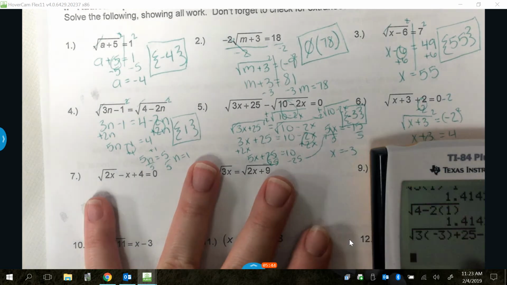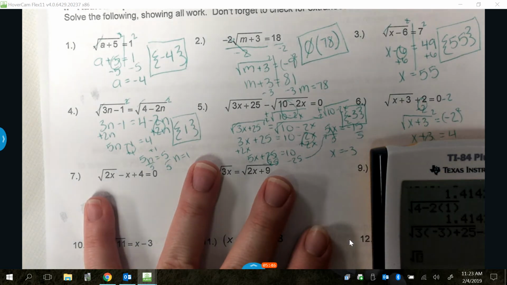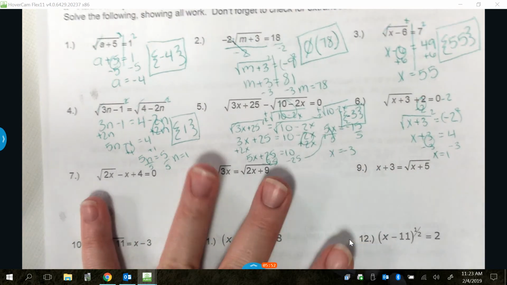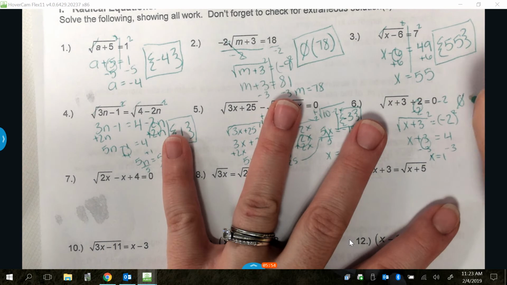So let's double check. 1 plus 3 plus 2 should equal 0, and it does not. Therefore, there's no solution, and it's extraneous at 1.